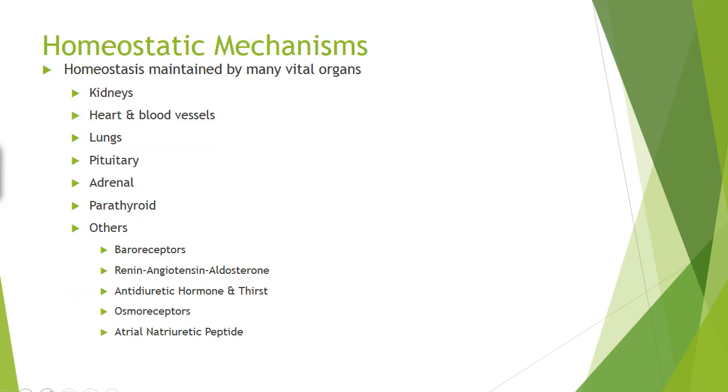And then we have homeostatic mechanisms in the body. Our kidneys help to maintain fluid and electrolyte balance by filtering. Our heart and blood vessels help because they circulate blood through the kidneys so that the kidneys are able to filter. The lungs are vital because we excrete CO2 and take in oxygen.